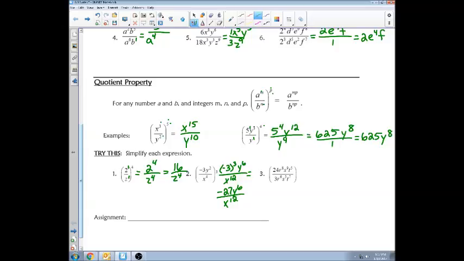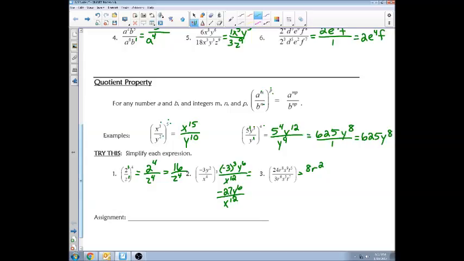The final problem is not raised to a power on the outside, so all we have to do is use our division property. So 24 over 3, that can simplify down to 8. 24 divided by 3 is 8. I have r to the 8th over r to the 6th. Well, r to the 8th is larger, so that's going to stay in my numerator. 8 minus 6 is 2.